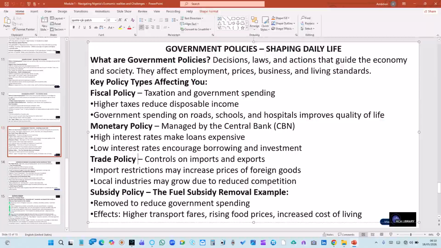Now we have subsidy policy, that is the fuel subsidy removal example. Fuel subsidy was removed to reduce government spending. The effect is that it results in higher transportation fares, rising food prices, and increased cost of living.